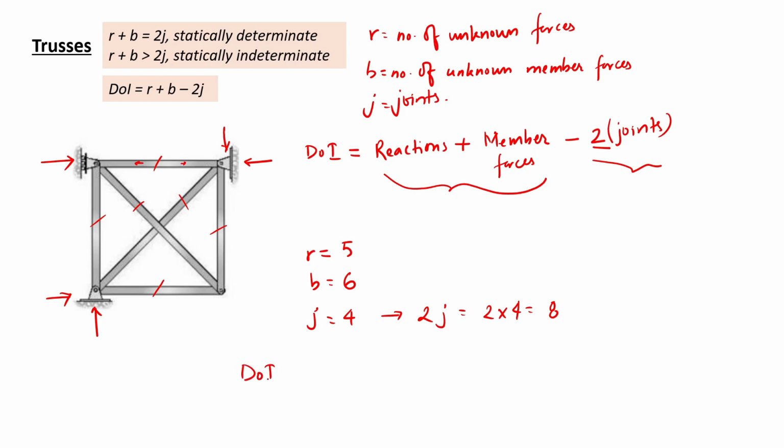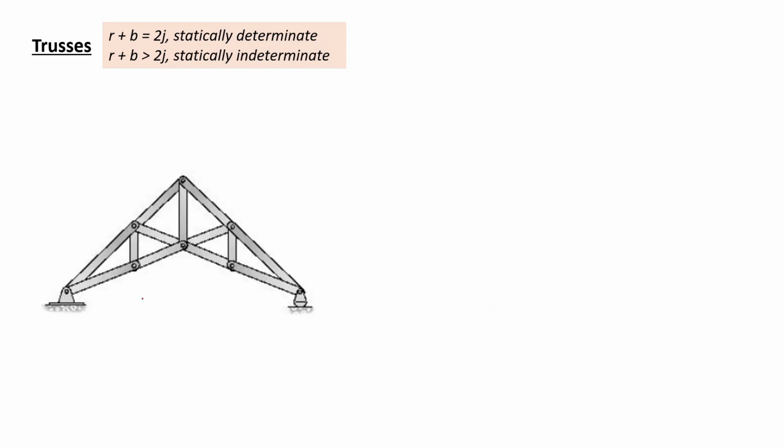So its degree of indeterminacy would be number of unknowns, 5 plus 6, minus number of equilibrium equations, 8. So 5 plus 6 is 11, minus 8 is 3. So this truss is statically indeterminate to the degree of 3. That means there are 3 more unknown forces than the number of equilibrium equations that we have. Let's look at this truss.